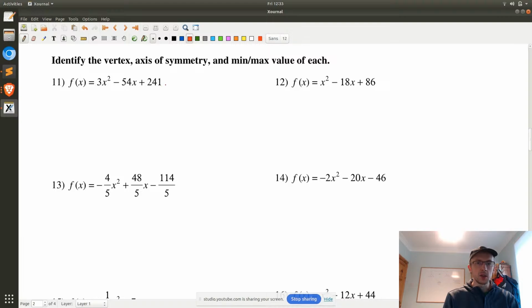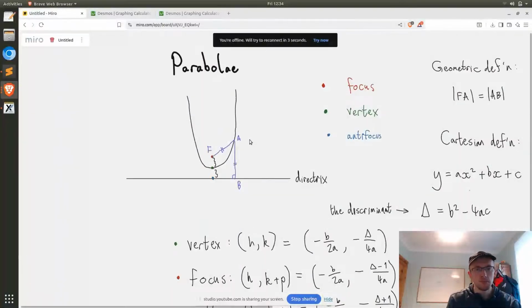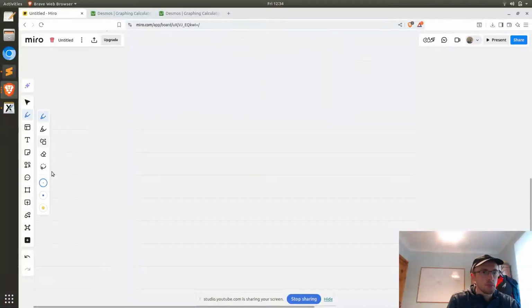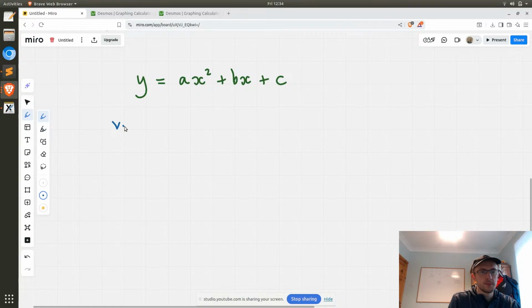Find the vertex, axis of symmetry, and the minimum and maximum value of each. So, just a reminder. This is the general form of a quadratic. And the discriminant is b squared minus 4ac.